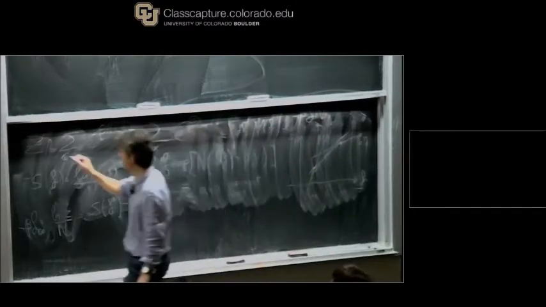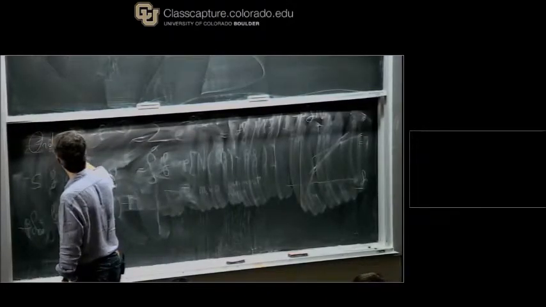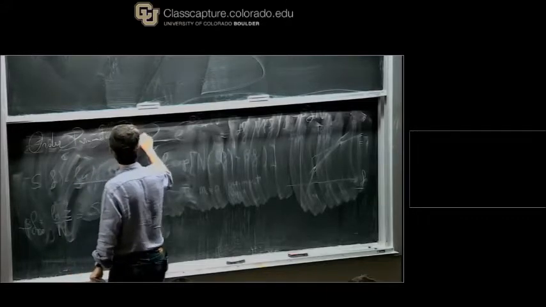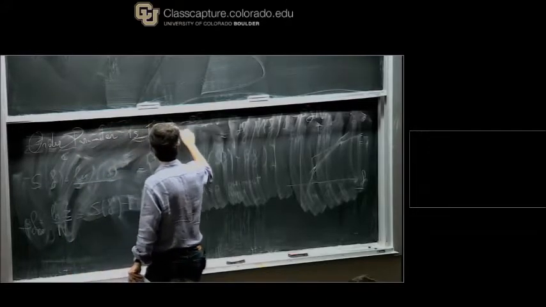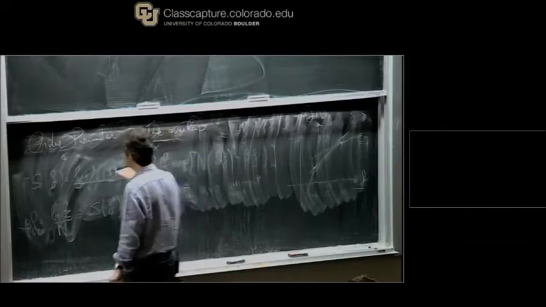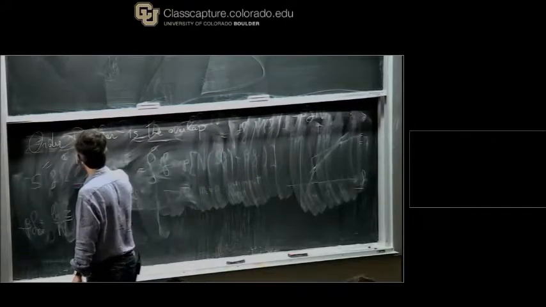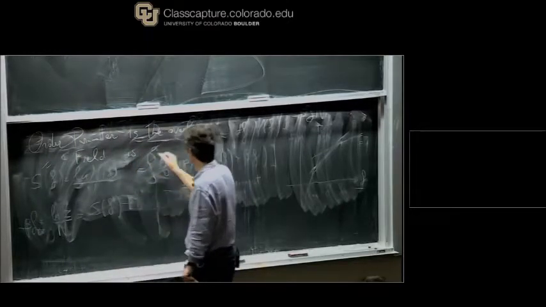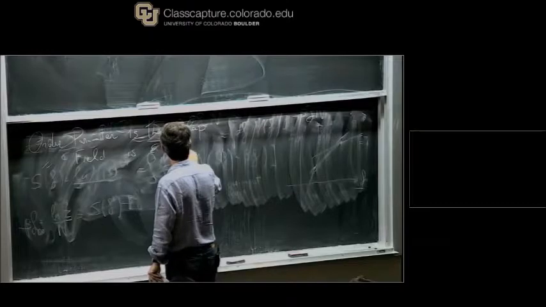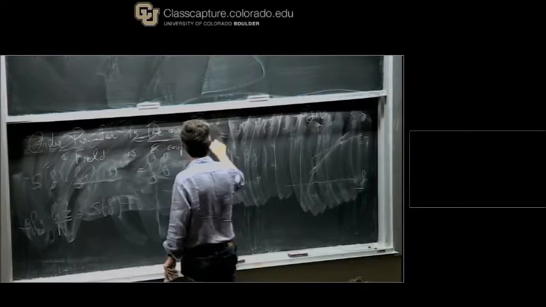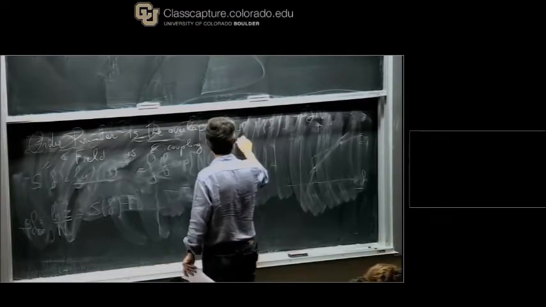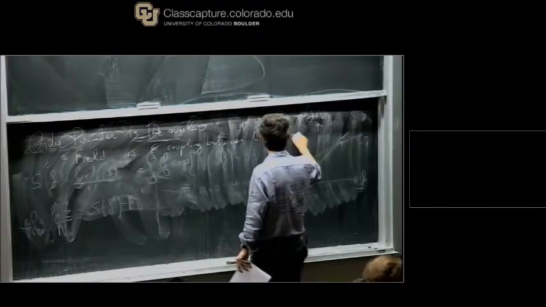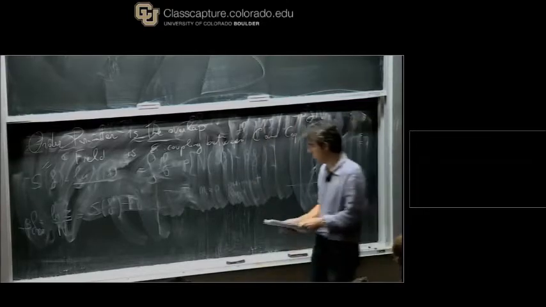Okay, so now what I want to tell you is that the order parameter for the transition is the overlap, and the ordering field is the epsilon, the coupling between C and C equilibrium. And why is this so?